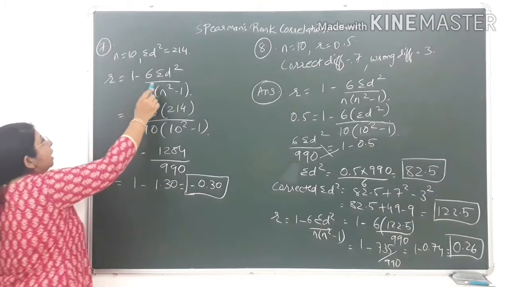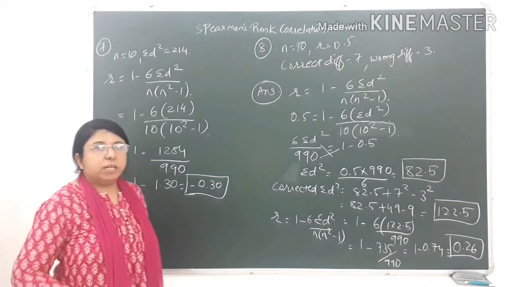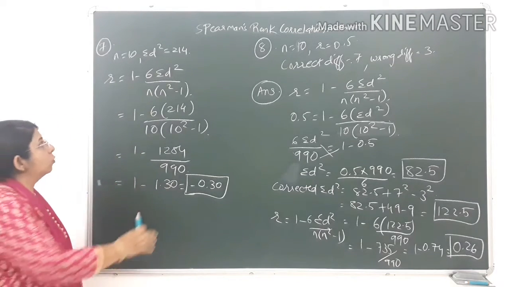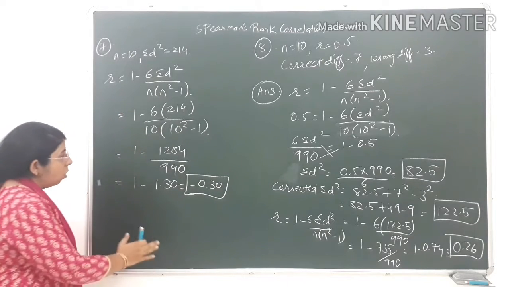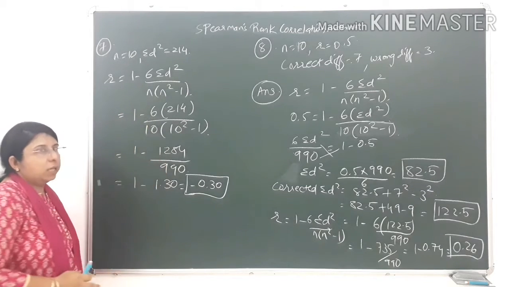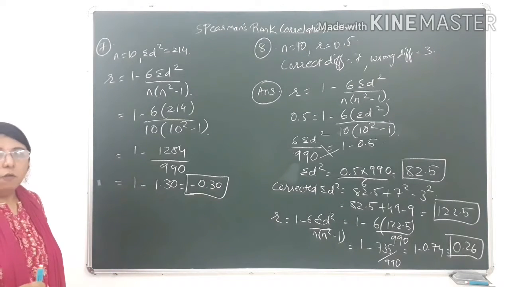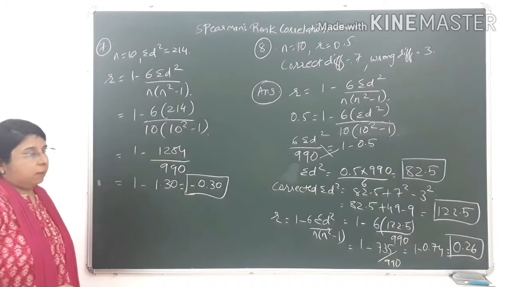R is equal to 1 minus 6 sigma d square upon n into n square minus 1. Students, each and every time in any of the sum, even though you are going again and again, you have to first of all write the formula. If your answer is coming wrong, but you have written the correct formula, then in the exam, 0.5 or 1 marks accordingly would be given for the formula. So you have to write the correct formula each and every time of the sum.